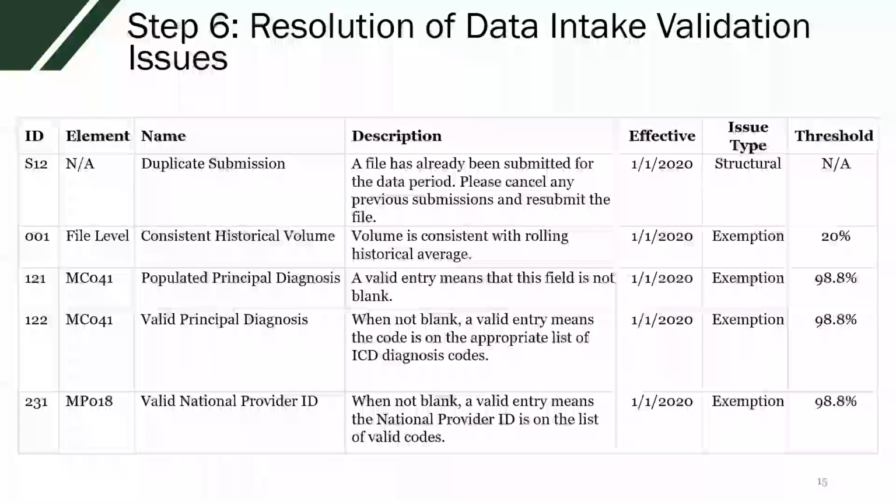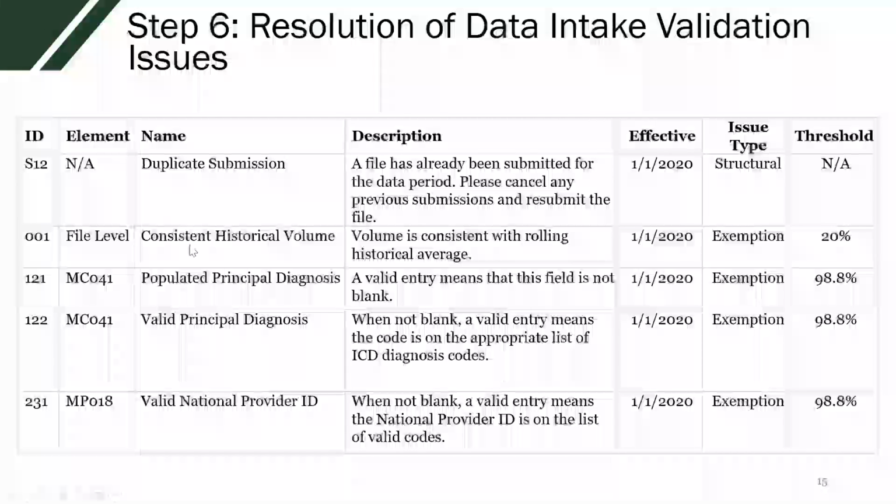Here are a couple examples of some of the data intake validations. The first one that's displayed here is actually a structural rule. We're checking to see if we've received the file before. So if a file with the exact same name and period has been submitted previously, we're going to flag this and ask you to cancel and resubmit the file.